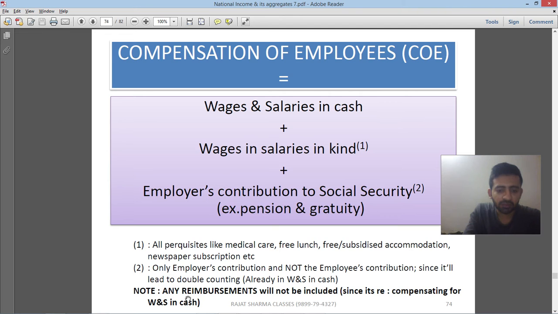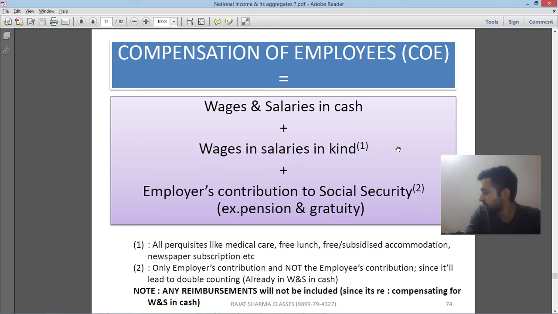Coming to this, any type of reimbursements will not be included in the compensation of employees. And why is that? Because reimbursement simply means that I have been paid back by my employer on the expenses I incurred from my own pocket. What I am doing from my own pocket, I am getting back the same. So it is no additional income. So we will not include reimbursements. So I hope compensation of employees is clear.